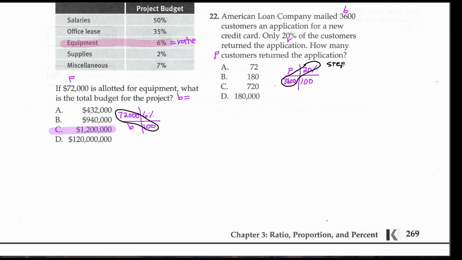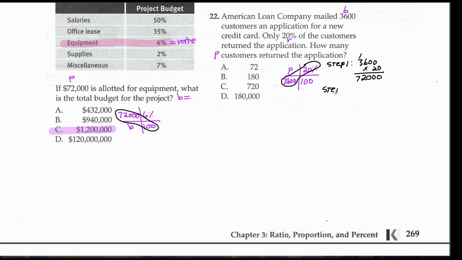Step 1, we multiply 3,600 by 20. Notice I leave the 0 out, so I have to bring down my 0. 2 times 0 is 0. 2 times 0 is 0. 2 times 6 is 12. Carry 1. 2 times 3 is 6, plus 1 is 7. That is step 1.